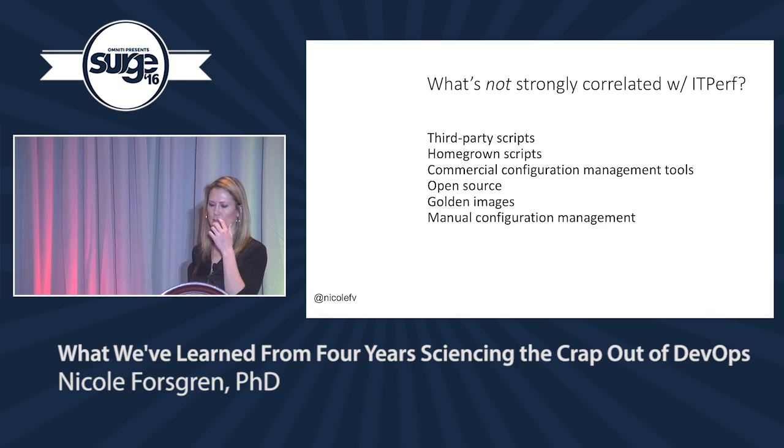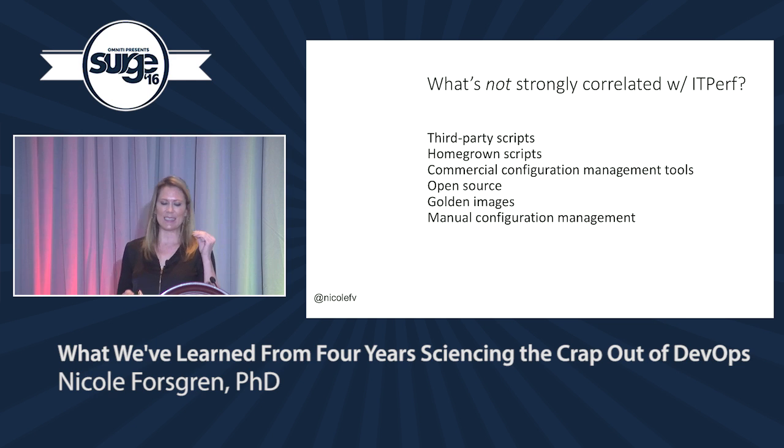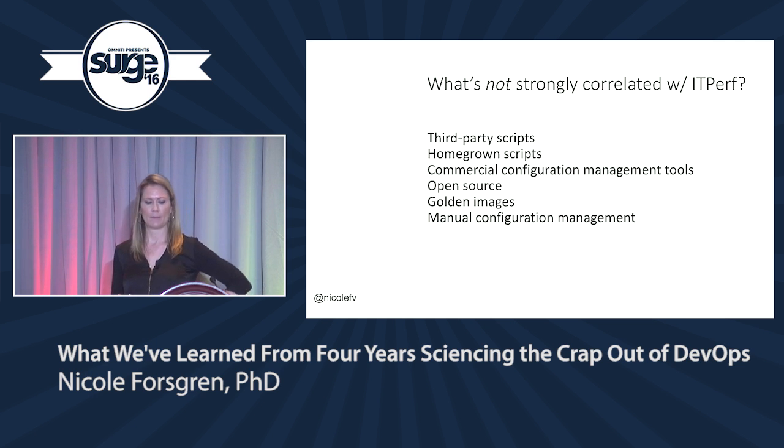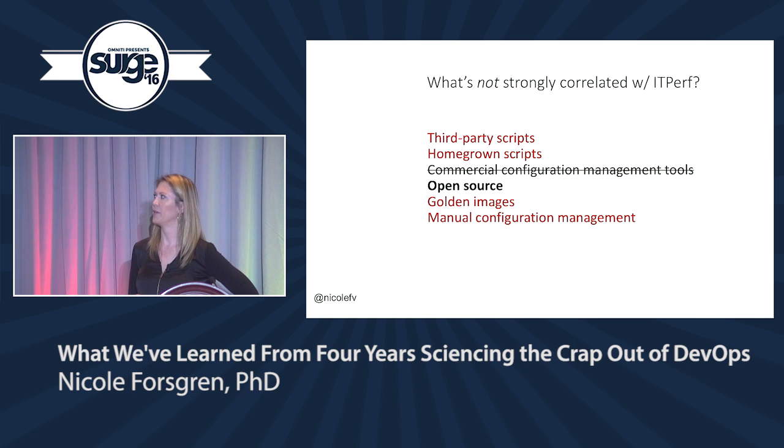Okay, some surprises. Let's dig into some of the tech here. What do we think is not strongly correlated with IT performance? Okay, here we go. Third-party scripts, homegrown scripts, golden images, manual config management: not strongly correlated. Commercial config management tools: not correlated at all. Open source: highly correlated.